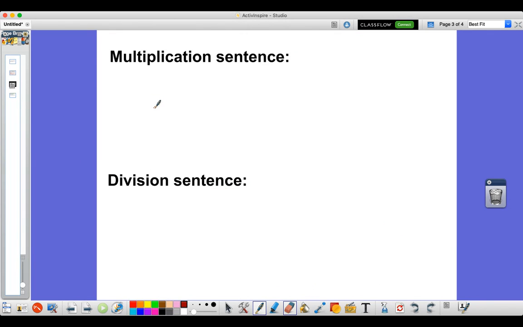All right. Now, now they want a multiplication sentence. And keeping in mind that because you're in 6th grade, what they're really asking for is a multiplication sentence with fractions in it. Okay. So you need to make sure that you're putting fractions.